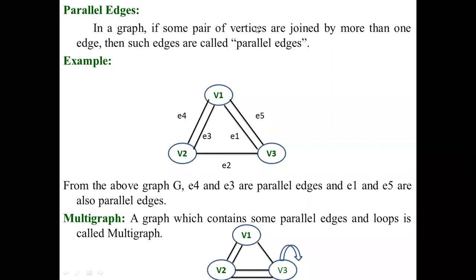Multi-graph. A graph which contains some parallel edges and loops is called a multi-graph.